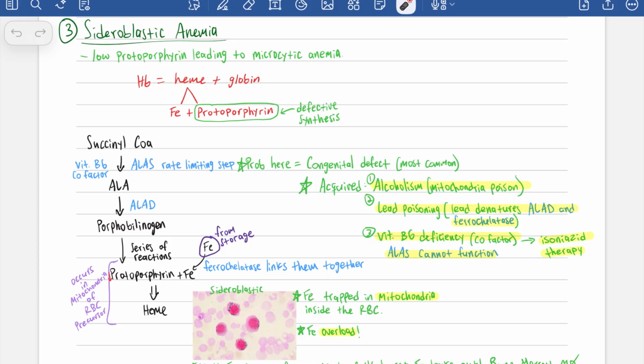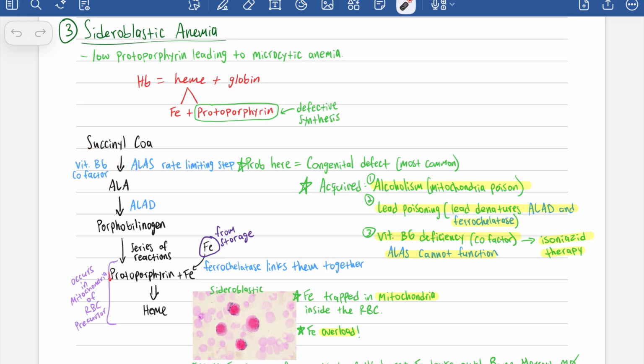Lead poisoning, because lead denatures ALAD and ferrochelatase. So if you have lead poisoning, this enzyme right here is not going to work, so you can't form this. And ferrochelatase is not going to work, so you can't link protoporphyrin and iron together. And then lastly, a vitamin B6 deficiency.